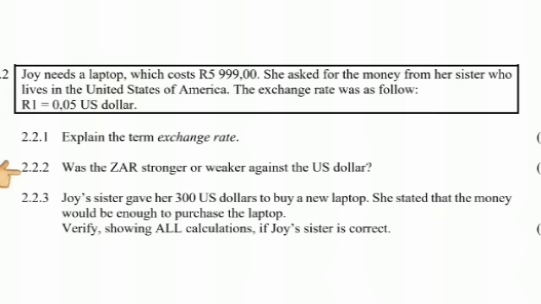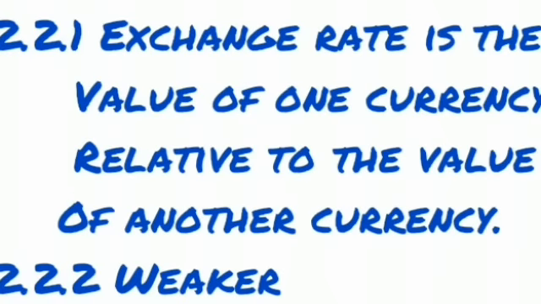Now, this is a topic of exchange rate. The first thing we are explaining is the term exchange rate. The second one is determining which of the two currencies is weaker. So what is an exchange rate? Exchange rate is the value of one currency relative to the value of another currency. So again, financial terms, you are going to be asked time and time again to define them. And then the second question wanted to know, was the rand weaker or stronger than the US dollar at that time? Looking at that exchange rate, obviously it was weaker, because for 1 rand you were only getting 5 cents in US dollars.